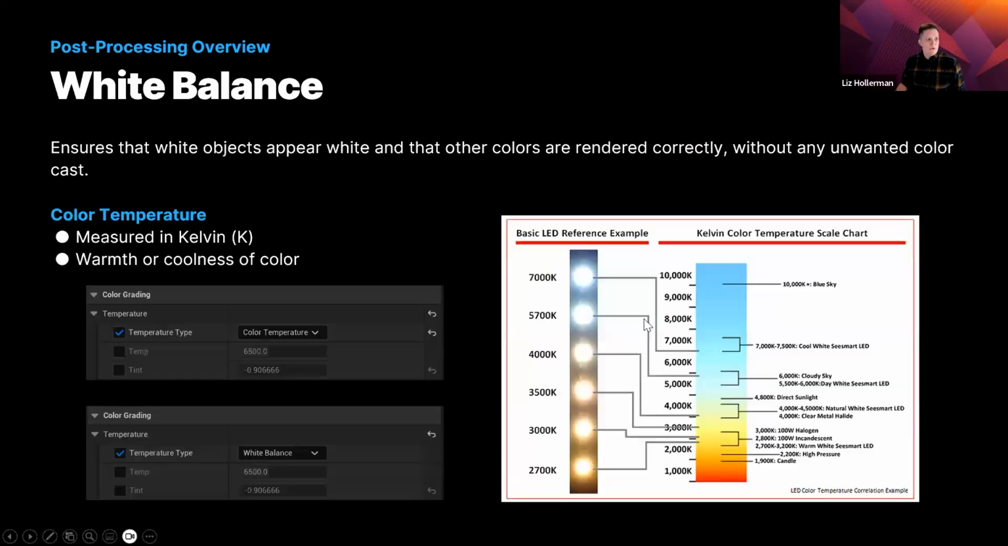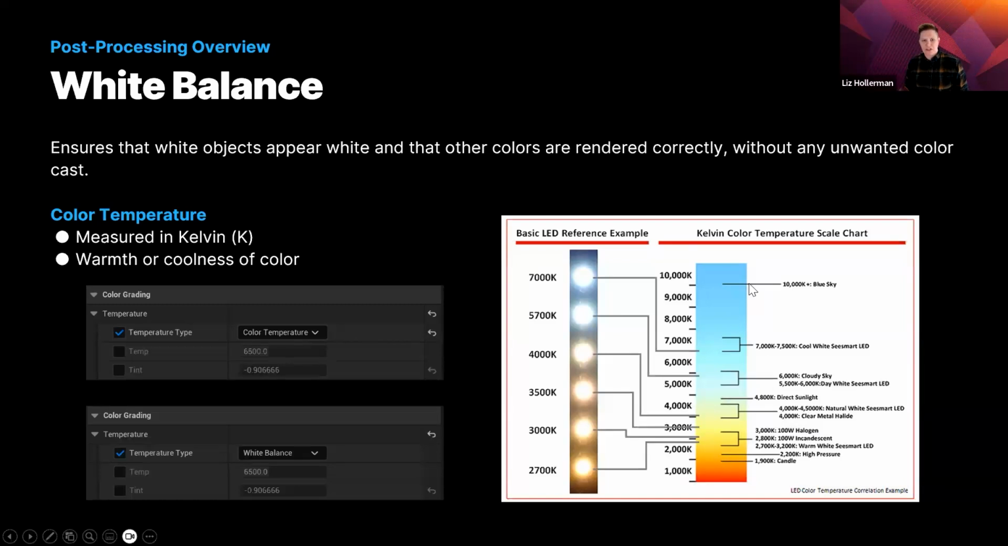All right. So what is white balance? It's going to ensure that the white objects appear white and that other colors are rendered correctly without any unwanted color that's getting cast. Okay. So the color temperature as part of this is measured in Kelvin. Noah talked a little bit about this. It's going to be the warmth or coolness of a color.